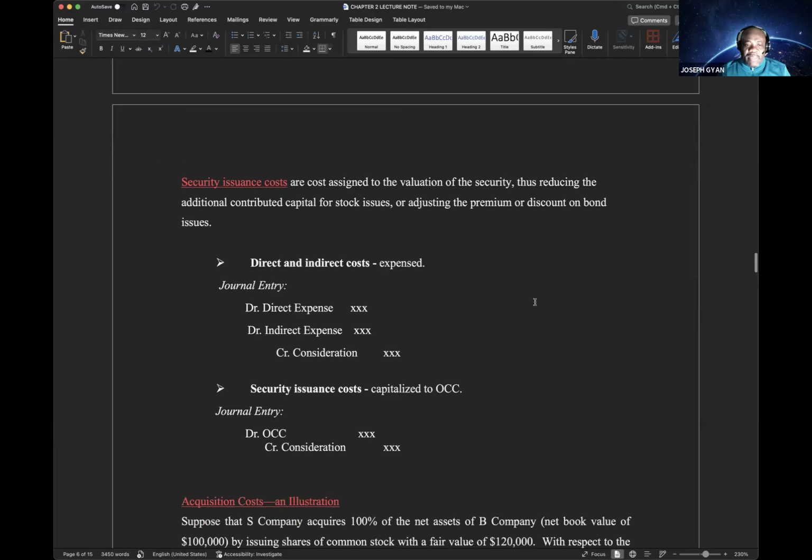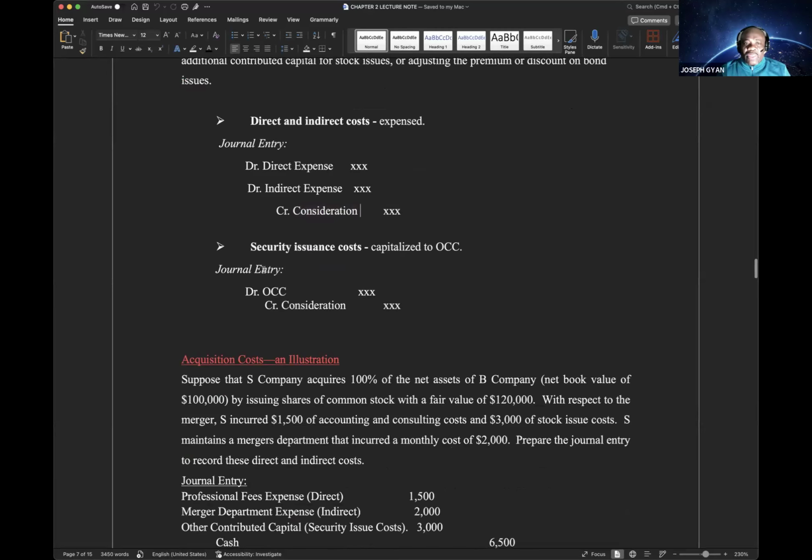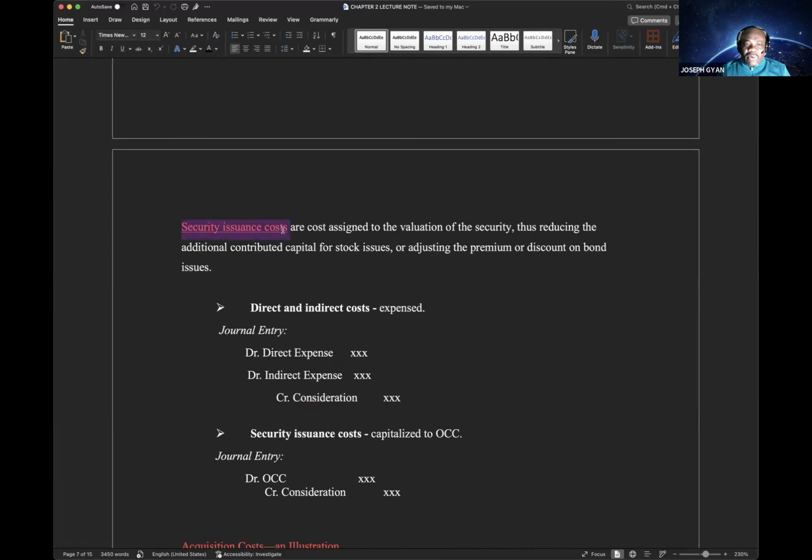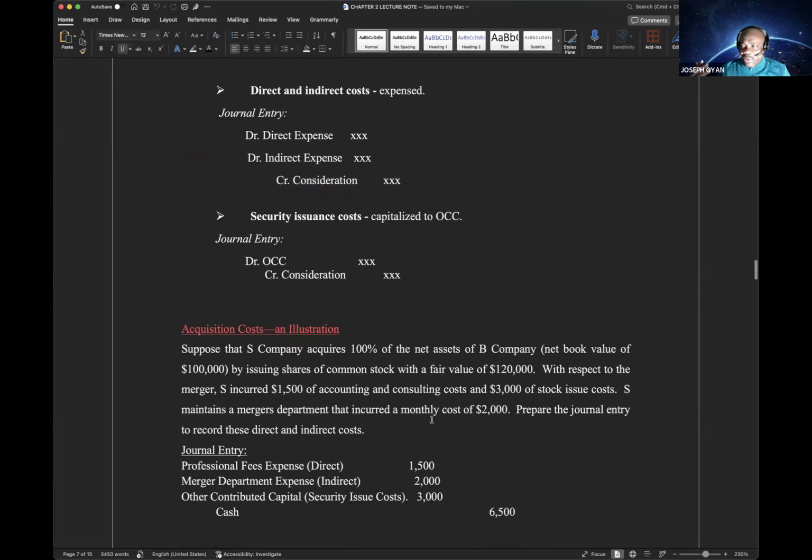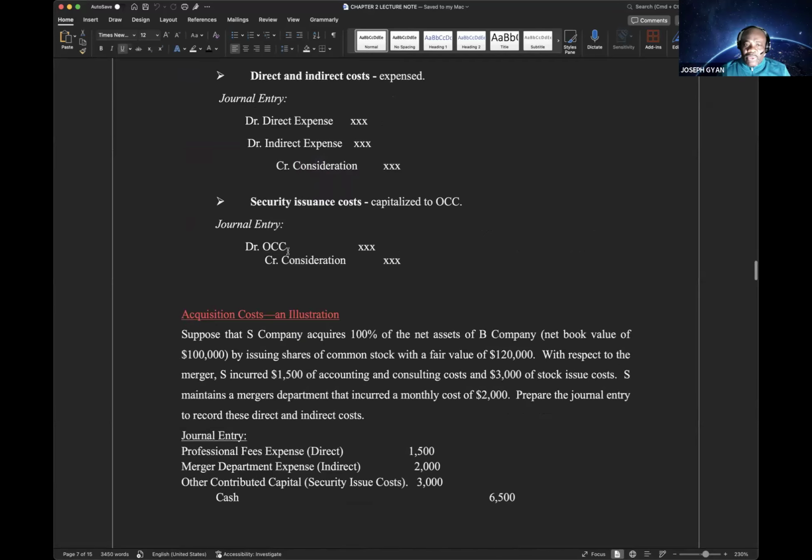For the journal entry, direct costs, we debit the direct expenses, we debit the indirect expenses, and for the consideration that you are giving, normally you can give them cash. But remember, this cash is not part of the consideration you are giving. It's the cash you are giving, but it's not part of the consideration. Now, when there's a cost related to the issuance of the stocks, you have to debit the OCC, and credit the cash that you are giving.